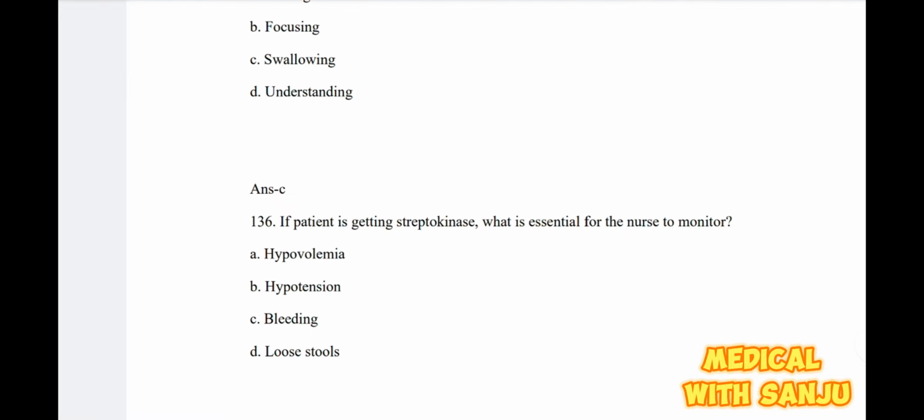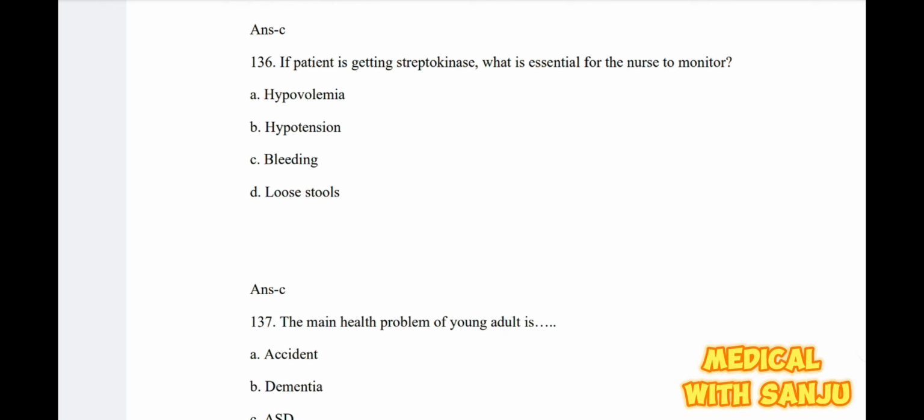Question number 136. If patient is getting streptokinase, what is essential for the nurse to monitor? Option A hypovolemia, option B hypotension, option C bleeding, option D loose stool. Streptokinase means bleeding. Option C is right answer.